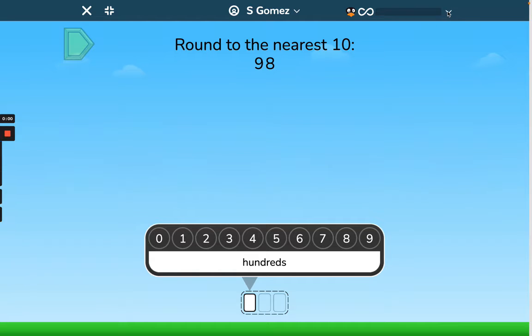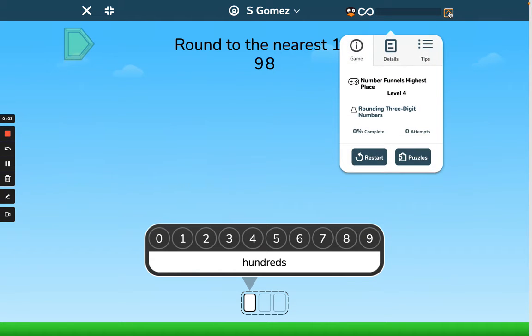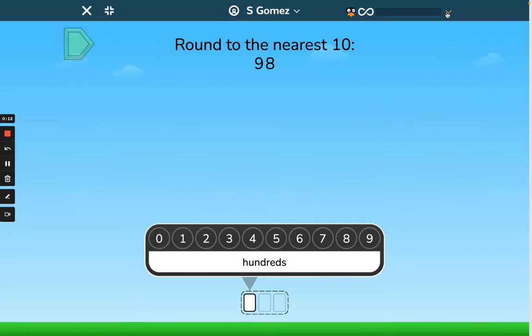All right, so we are continuing along with rounding 3-digit numbers, and this is level 4 on Number Funnel's highest place. All right, so the continuation of this is now we are typing in the number that we are rounding to. So rounding to the nearest 10.